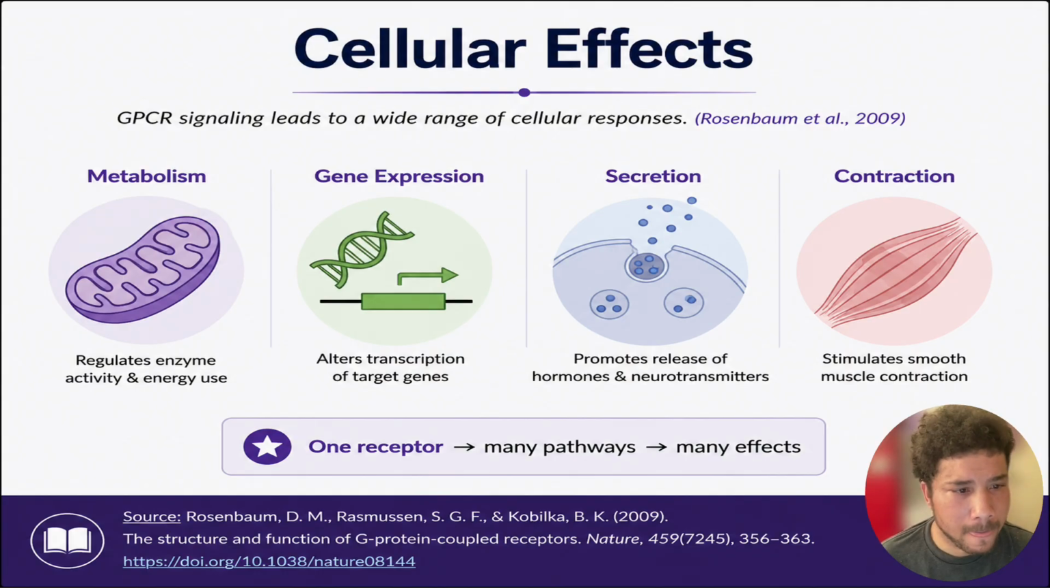And last, GPCR pathways influence contraction. So Gq-coupled receptors can increase intracellular calcium, and calcium is a major regulator of smooth muscle contraction. This is relevant in blood vessels, the respiratory tract, and the gastrointestinal system. Depending on the receptor subtype and tissue, GPCR activation can produce either contraction or relaxation.